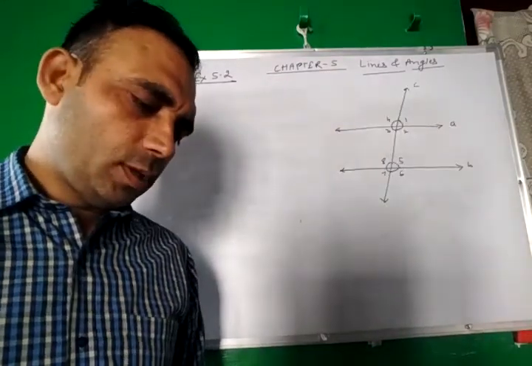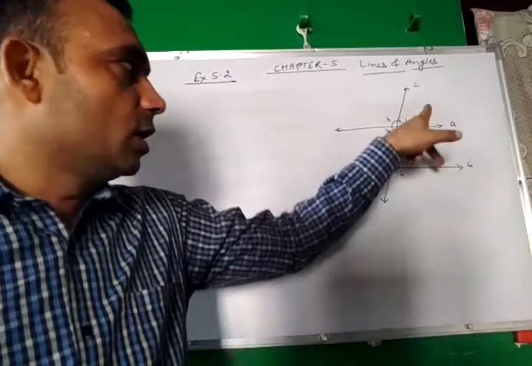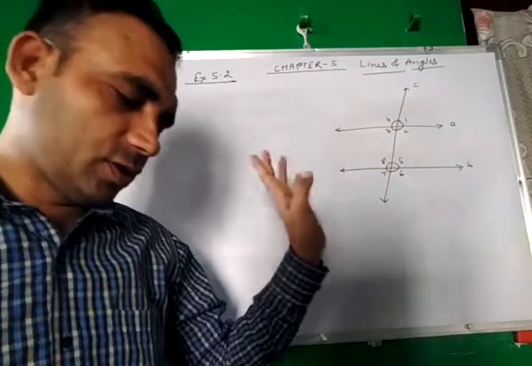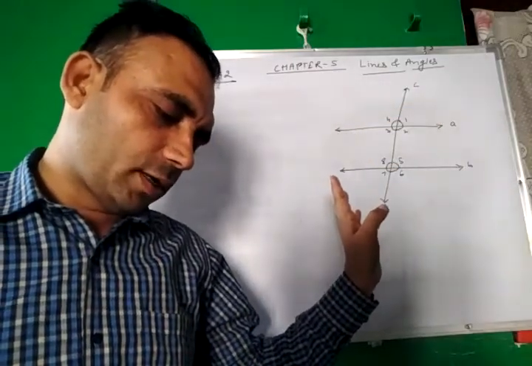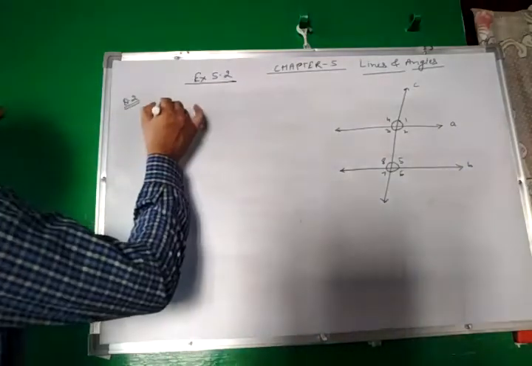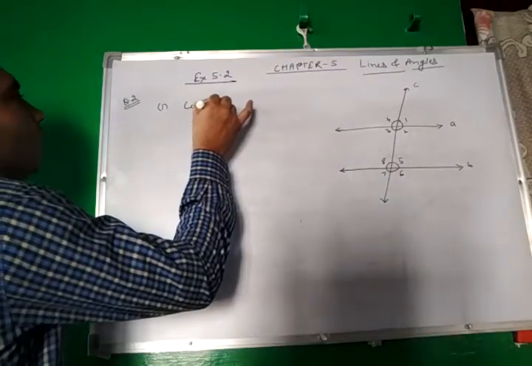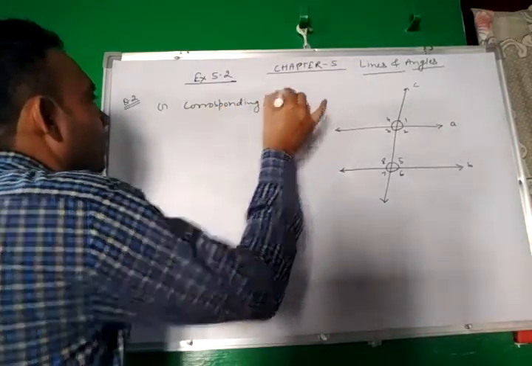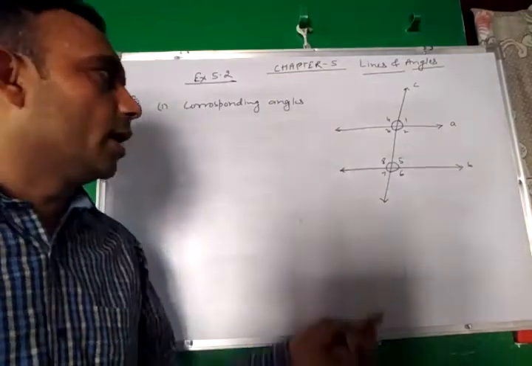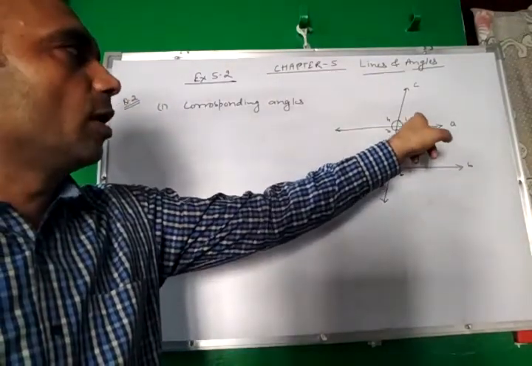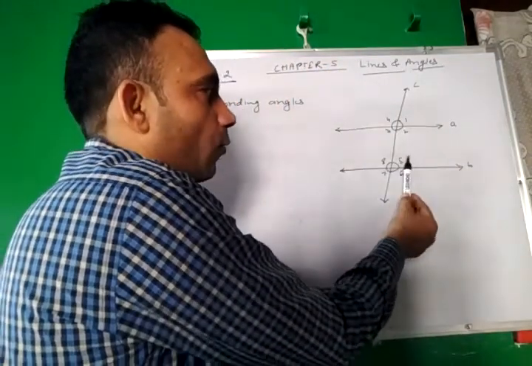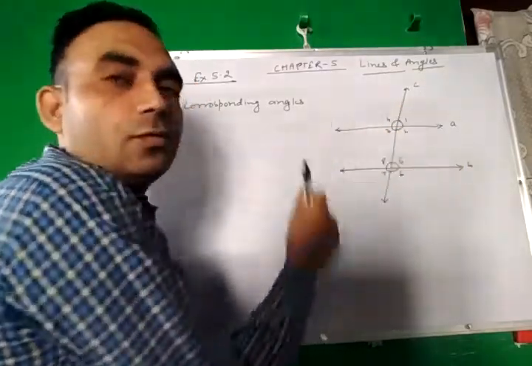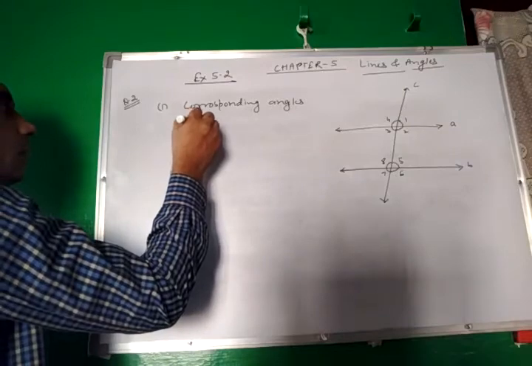Now question number 2. In the adjoining figure, these are two parallel lines and this is one transversal. Find in the first part the pairs of corresponding angles. Corresponding implies angles formed at the same position, that is, one above the line to the right of the transversal. Here 5 is above the line to the right of the transversal. So the corresponding angle of 1 is 5. So angle 1 and angle 5.